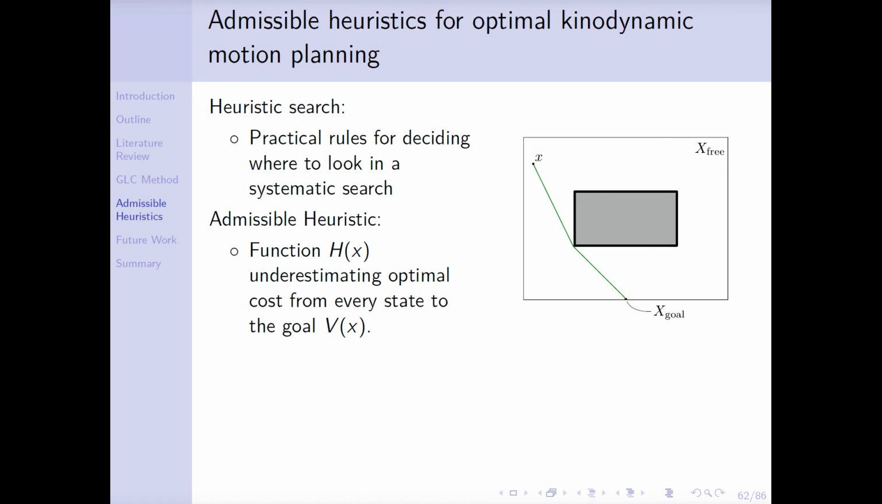So in a general search problem, a heuristic is any kind of rule that tells us where we should look next in a systematic search. But an admissible heuristic has a very precise meaning. It's a function that assigns to each state an underestimate of the optimal cost to reach the goal. And the optimal cost to reach the goal is a function that gives every state the cost of the shortest path, or the optimal trajectory, to the goal.